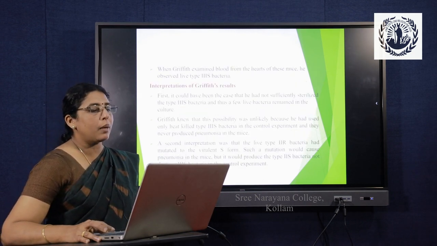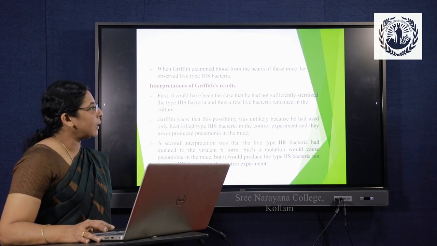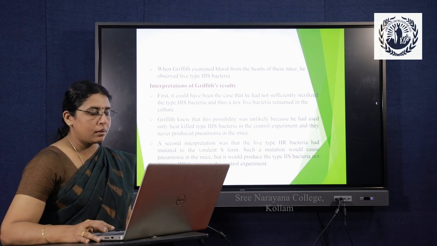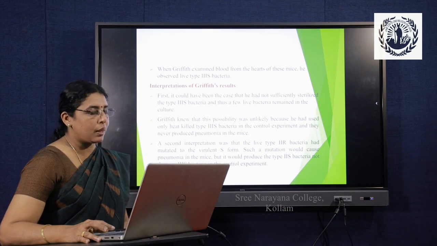Griffith examined blood from the hearts of these mice. He observed live type 3S bacteria. What may be the reason for that? So there are certain interpretations about Griffith's experiments.